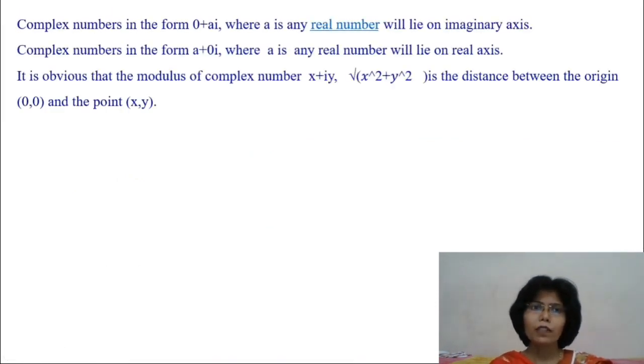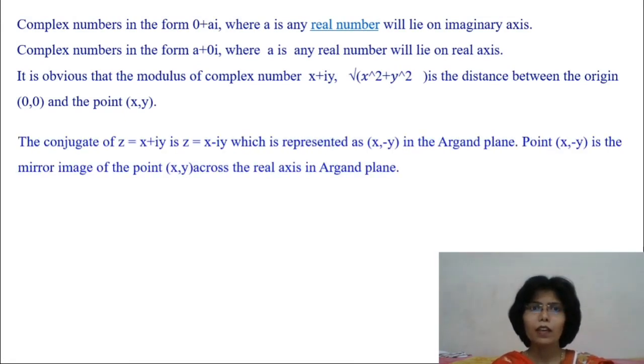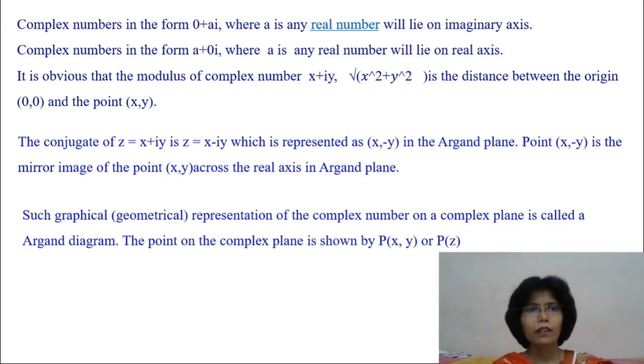The complex number in the form 0 plus ai, where a is a real number, will lie on the imaginary axis, and the complex number in the form a plus 0i, where a is a real number, will lie on the real axis. It is obvious that the modulus of the complex number x plus iy, the square root of x square plus y square, is the distance between the origin and the point (x, y).